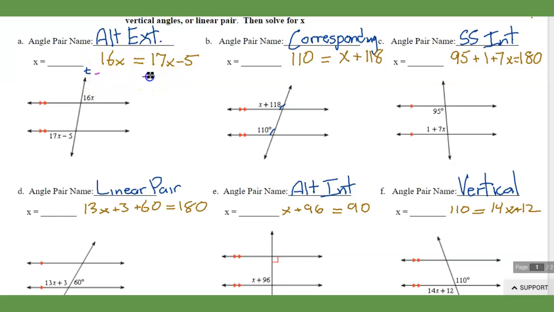So we can subtract 17x on both sides. Start there. If you already know how to solve all these, by all means, just start solving. You don't need to watch me or do anything because it's 8th grade math here. Got negative x equals negative 5. And then divide both sides by that negative 1. So we know x equals 5.